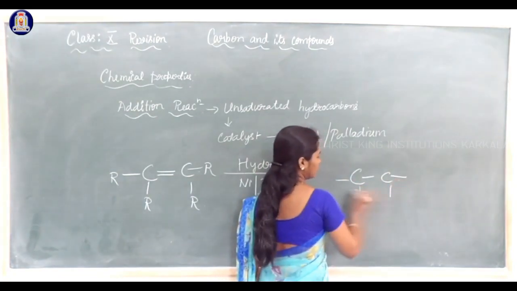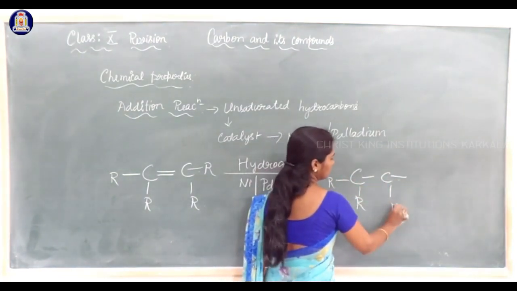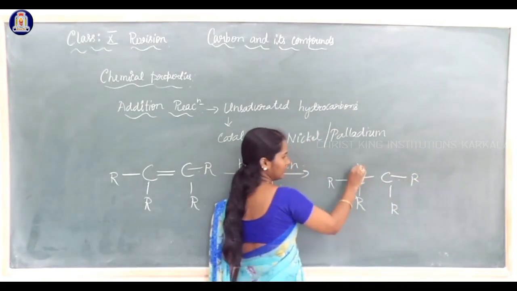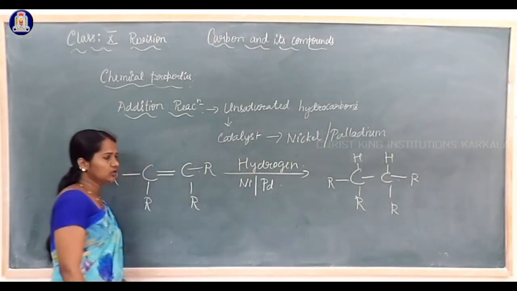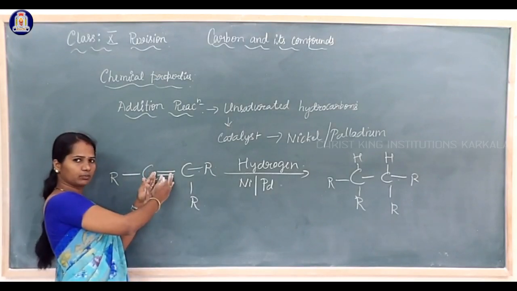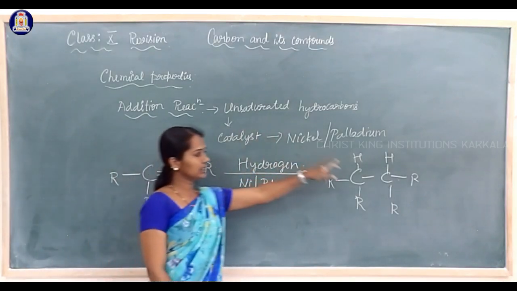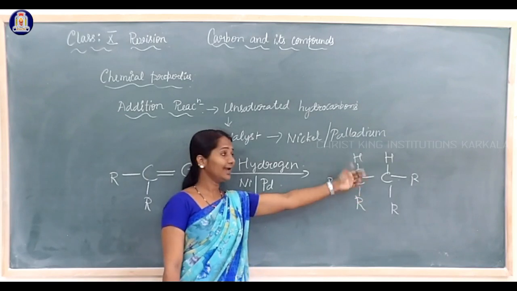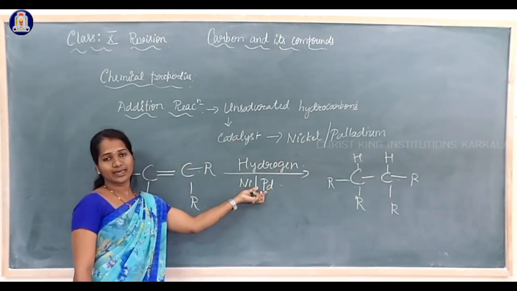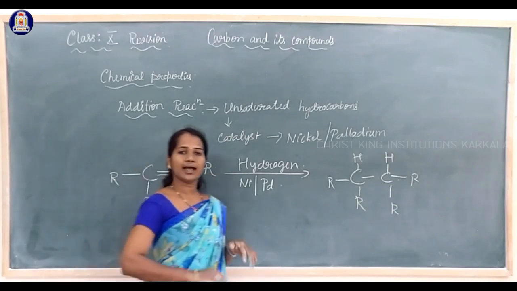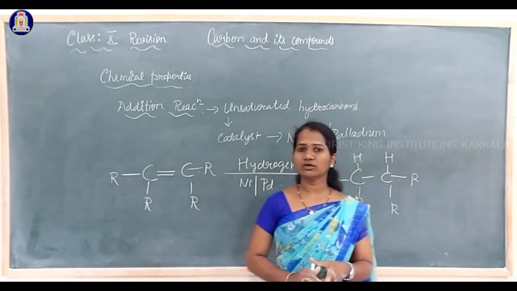And this unsaturated compound is converted into saturated, with a single bond. To complete the valency, here one hydrogen, here one more hydrogen. So unsaturated carbon compounds are converted to saturated by adding hydrogen in the presence of nickel or palladium catalyst. This reaction is called addition reaction.